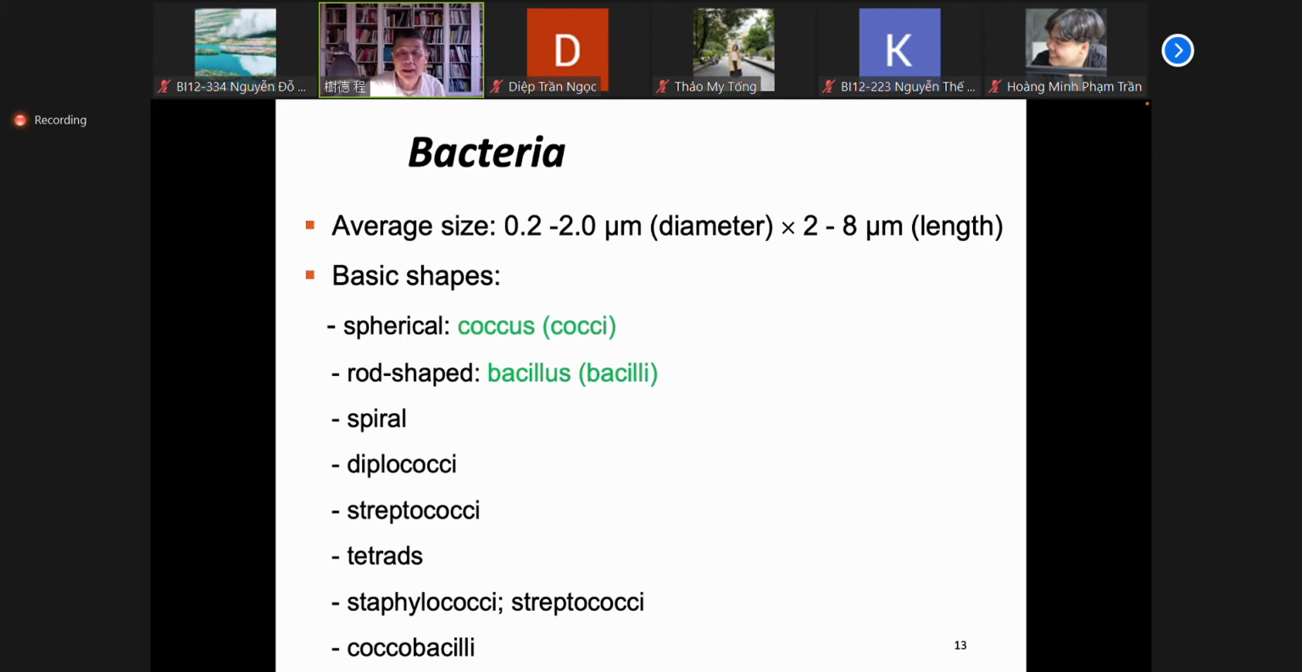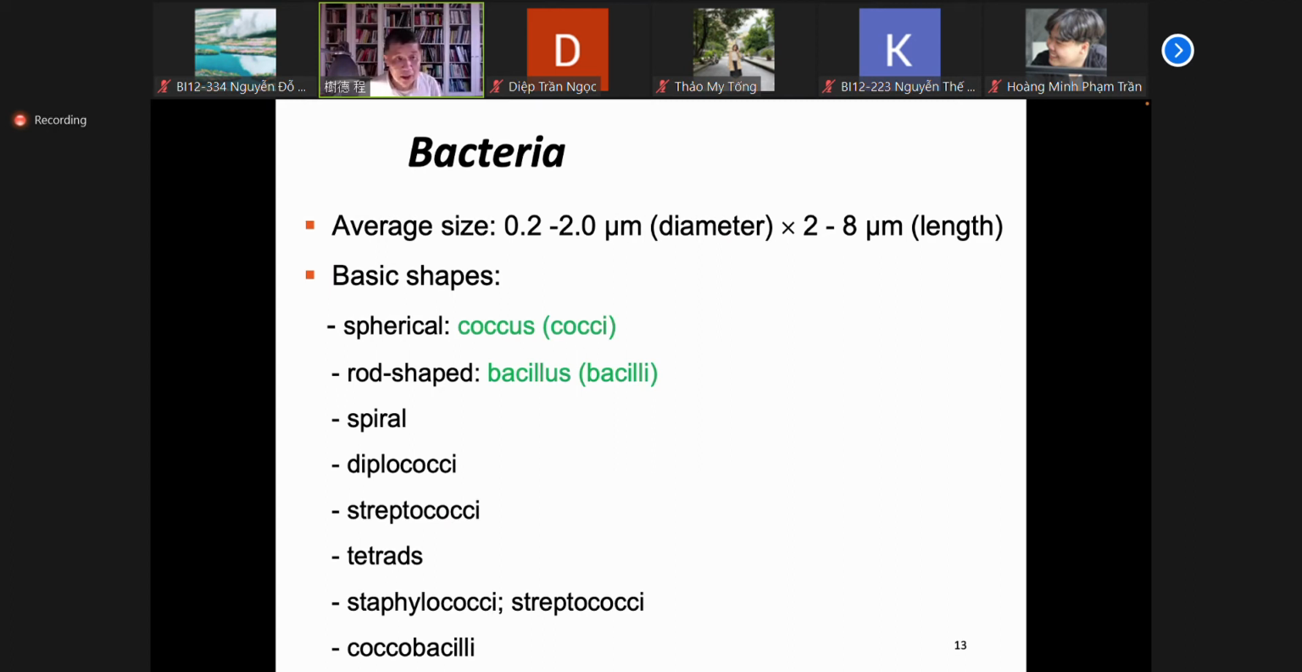Generally, bacteria are much smaller than eukaryotic cells. The average size is 0.2 to 2 micrometers in diameter, and the length is 2 to 8 micrometers. So many bacteria fall into this range. And in terms of shapes, there is not much variation.